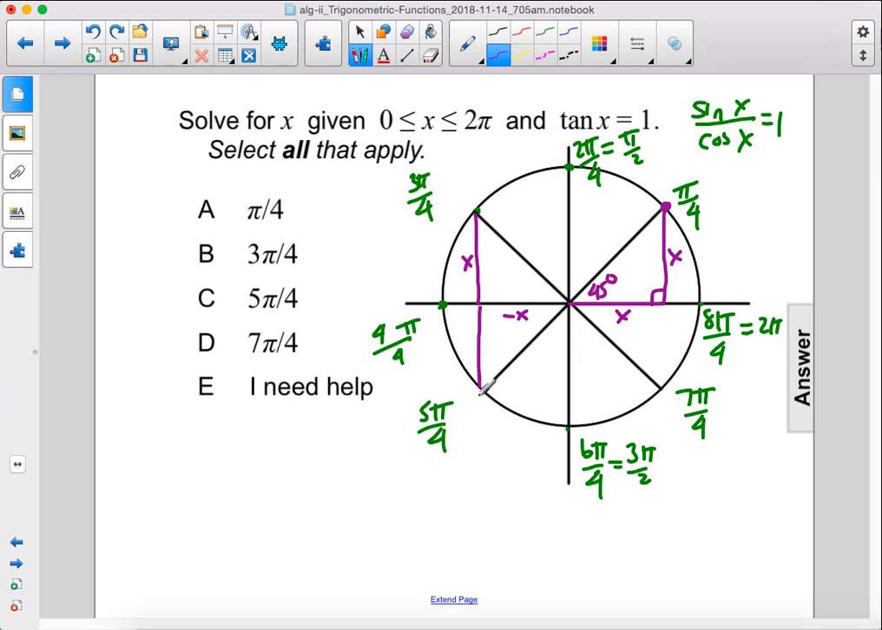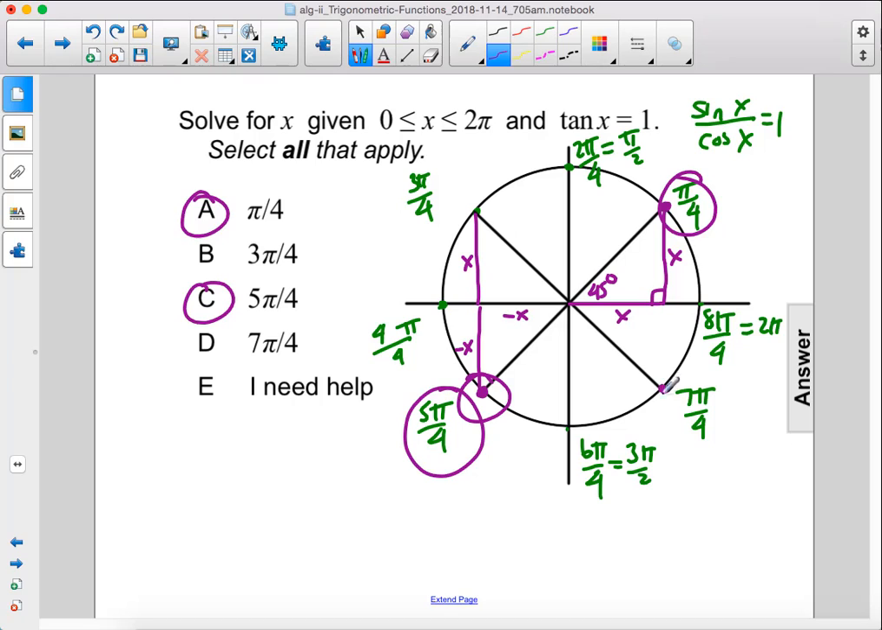But down here, we're going to have negative x, and when you take sine of negative x divided by the cosine of negative x, we are going to have a positive tan value here as well, 5 pi over 4. So the answer here is pi over 4 and 5 pi over 4.